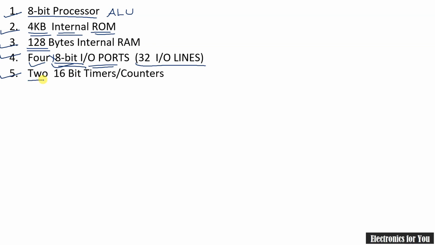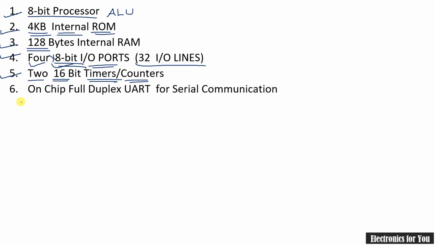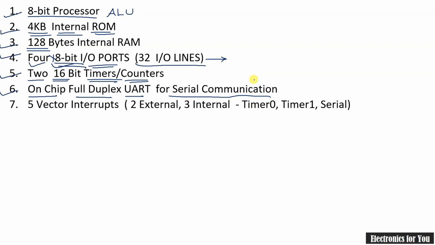8051 also has two 16-bit timers or counters. Timers and counters are nothing but the same thing, only the difference will be based on the clock. On chip full duplex UART is also available on 8051. UART, that is universal asynchronous receiver transmitter, is used for serial communication, along with the parallel communication. Here in case of IO ports, serial communication is also possible for 8051.